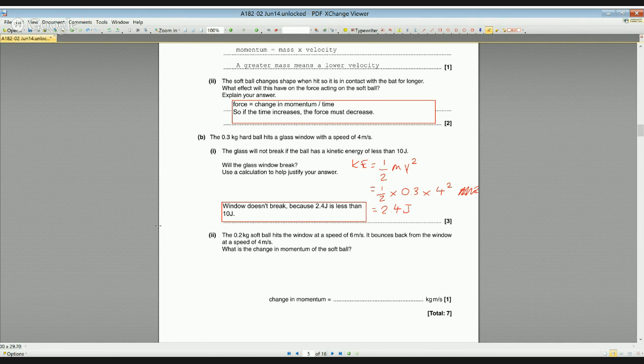So I've drawn a couple of diagrams. So we know that before we have the ball heading towards the window at 6 meters per second, and we know that after we have the ball moving away from the window at 4 meters per second.